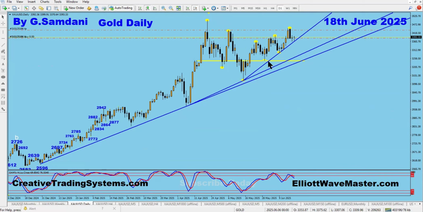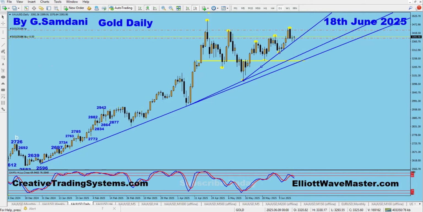If you see this inner TL, I placed this connecting this low and this low, and after this we made the higher high, right? So now the current candle came down and bounced from this area, right? And there was another candle first, and then this one again came down, touched the TL and then bounced, and it's going to the upside.